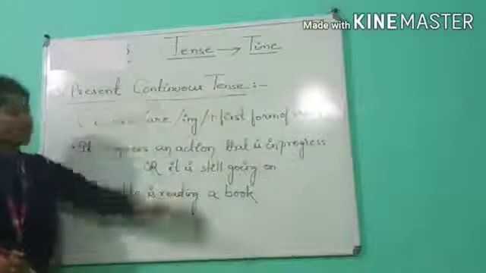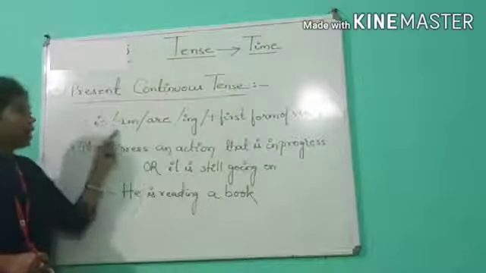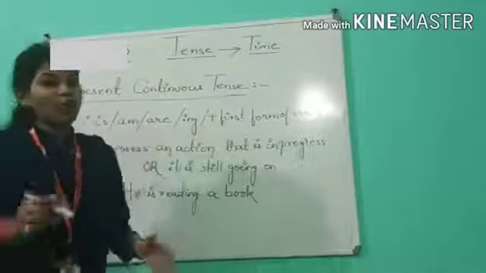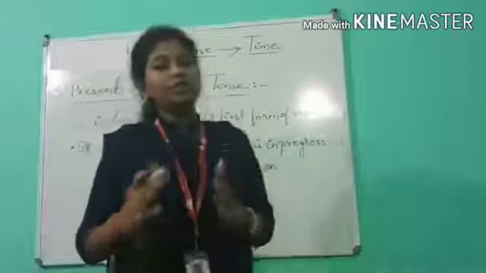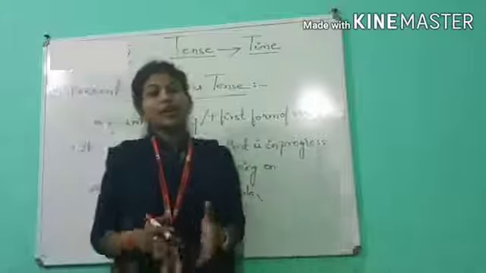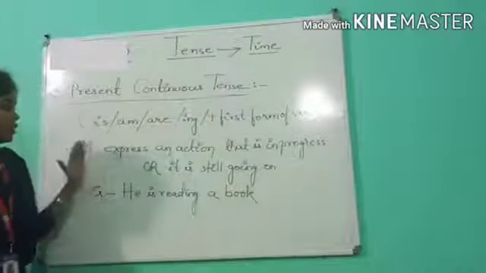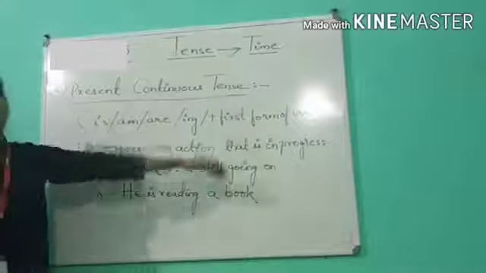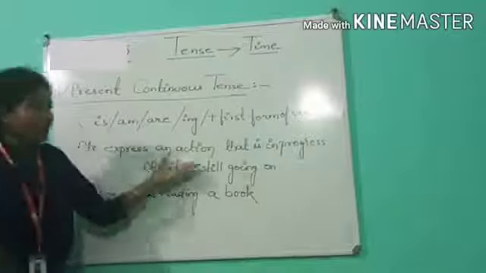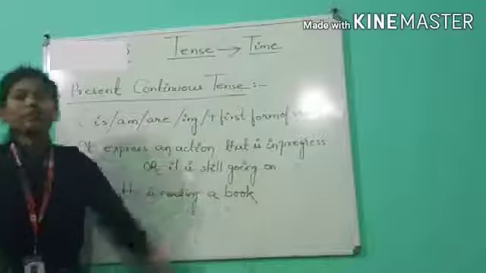In present continuous tense, we use is because we are talking about present, and are, ing plus first form of verb. I know you all know what is V1, V2, V3. So V1 is the first form of verb, or we can say the root word is called the first form of the verb. Now you can see the definition. What does this present continuous tense talk about? It expresses an action that is in progress. That means it is going on, or it is still going on.